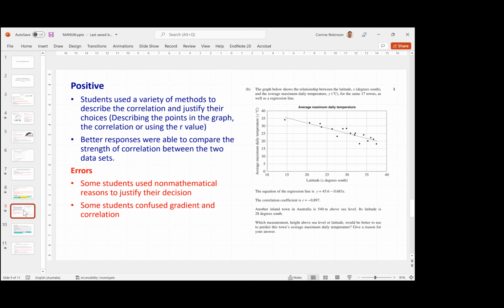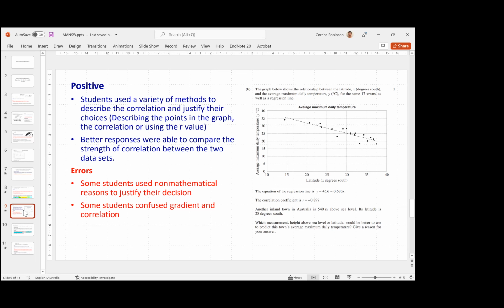And so the errors that we saw, or I don't know that you call them errors, but the things that didn't really fit what we were looking for: students used non-mathematical reasons to justify their decisions. Sometimes they were accurate things, sometimes they weren't. Things like sea levels not consistent. I think they must have been thinking there's rising and lowering tides, and so the sea level's not a consistent spot to measure from.